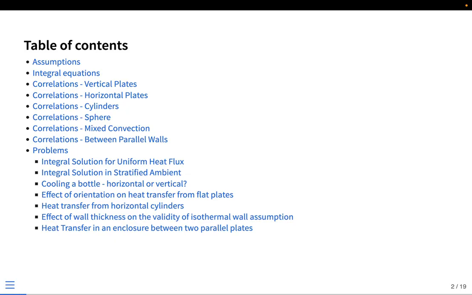So this week we'll be extending from whatever we discussed last week, where we solved using the similarity method for both the constant wall temperature and uniform heat flux scenarios. Now we will extend the same thing with the integral equations, similar to what we have done in post-convection problems.